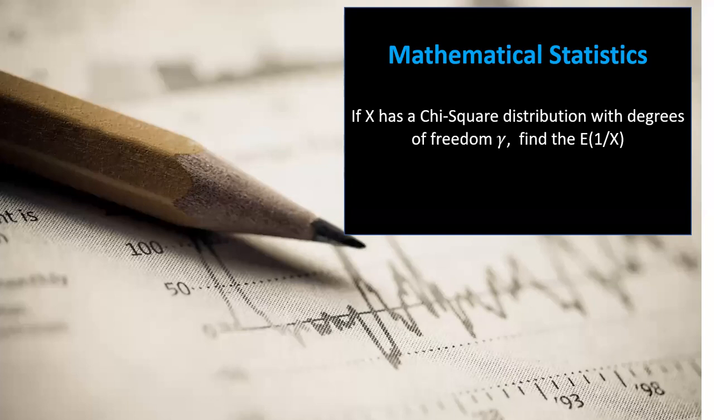So today we're going to solve a problem: if X has a chi-square distribution with degrees of freedom V, I want to find the expected value of 1 over X. We'll first introduce why we care about the expected value of 1 over X. Okay, so let's go to the whiteboard.